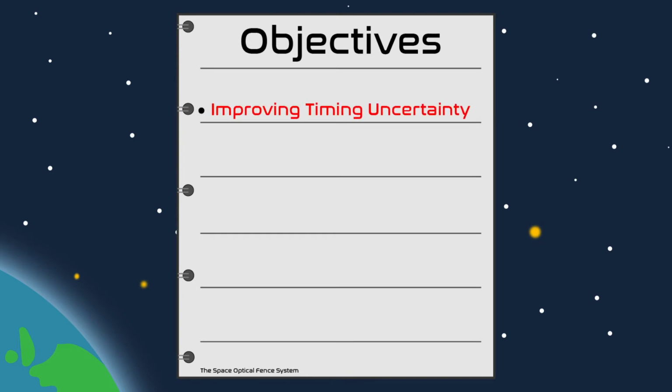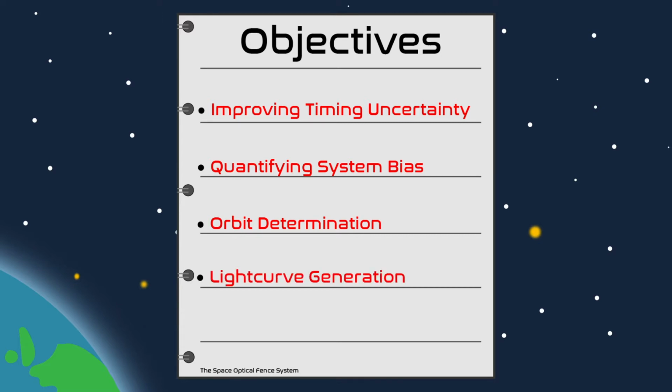1. Improve timing system uncertainties. 2. Analyze and quantify system biases. 3. Conduct orbit determination on geostationary satellites. And 4. Light curve generation for informative characterization.